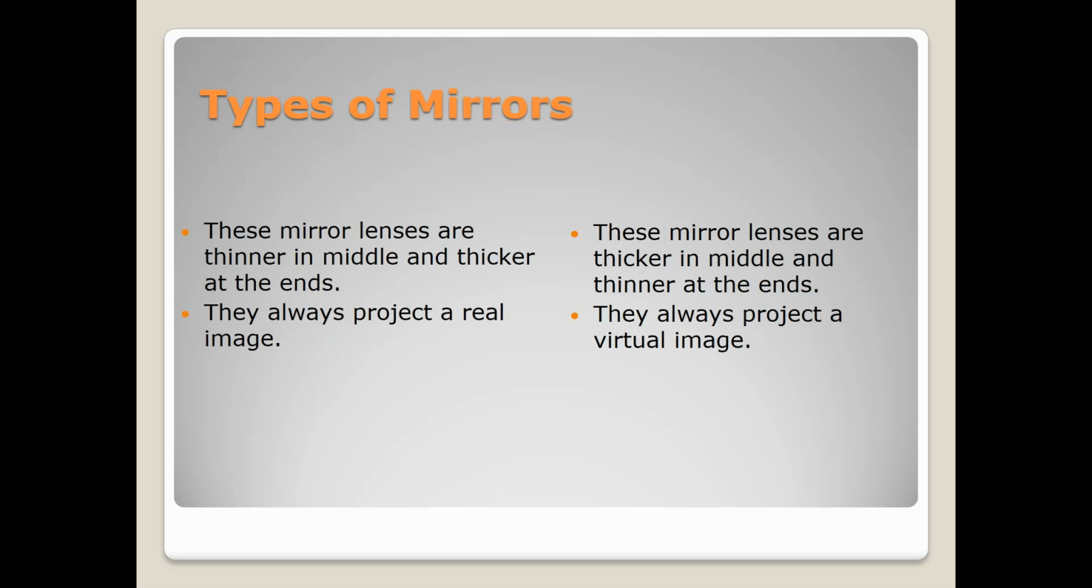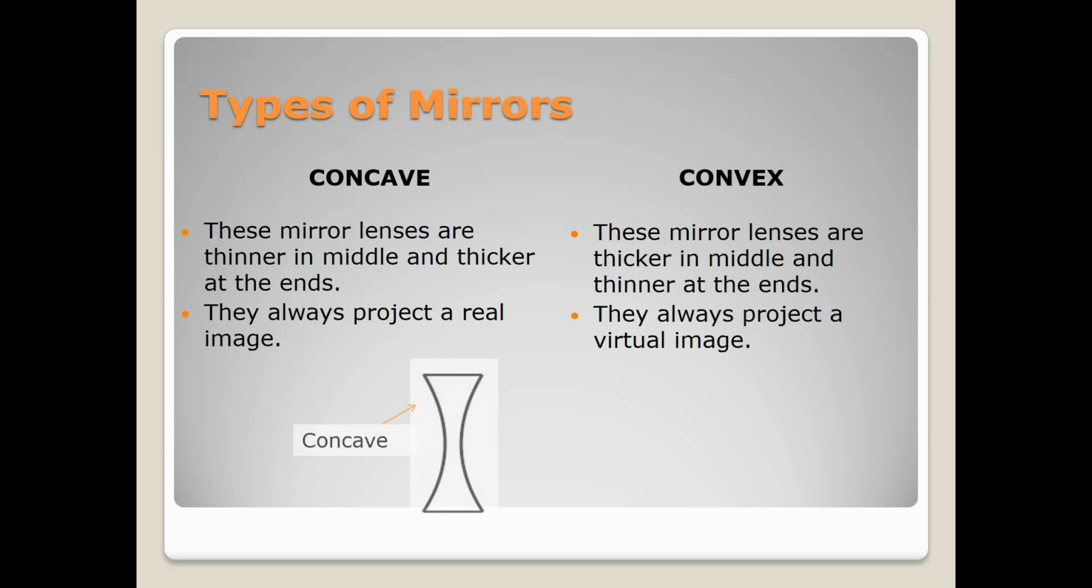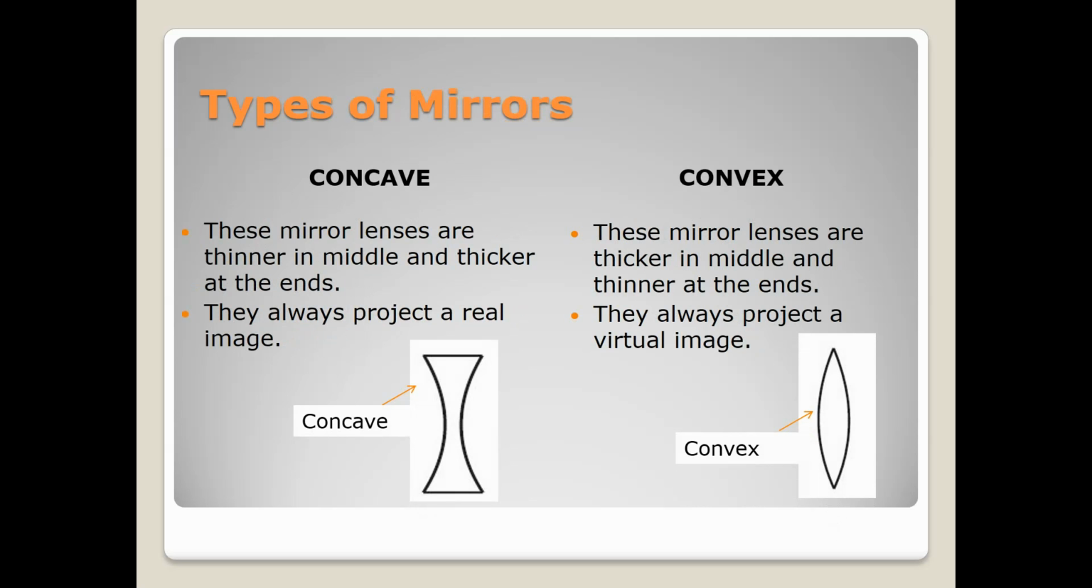Now, the next slide is about types of mirrors. There are three types of mirrors, plane, concave and convex, but in this slide we will be concentrating only on concave and convex. Concave mirror lenses are thinner in the middle and thicker at the ends. They always project a real image. Convex mirror lenses are thicker in the middle and thinner at the ends. They always project a virtual image.